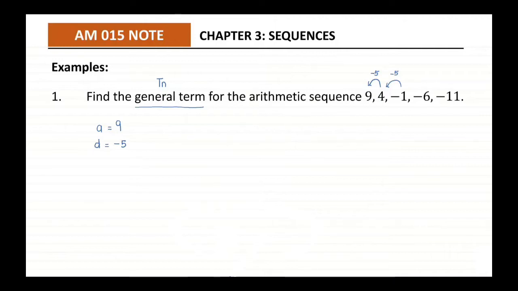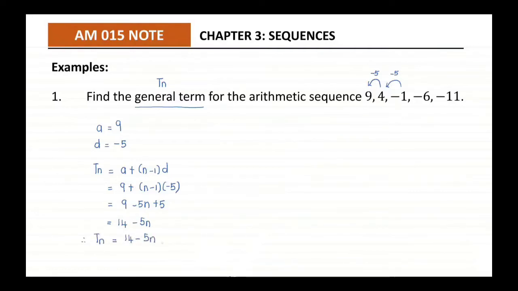We want to find the general term, so we take out the formula for arithmetic sequences: Tn = a + (n - 1)d. We substitute the values a = 9 and d = -5. Then we solve: 9 - 5n + 5. Then our answer is 14 - 5n. We conclude the general term is 14 - 5n.